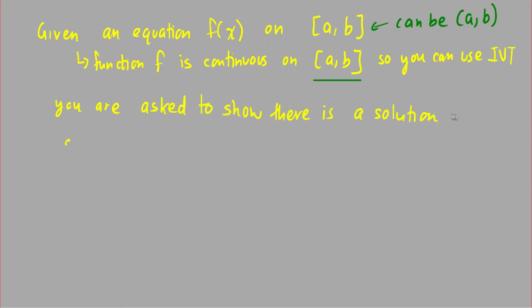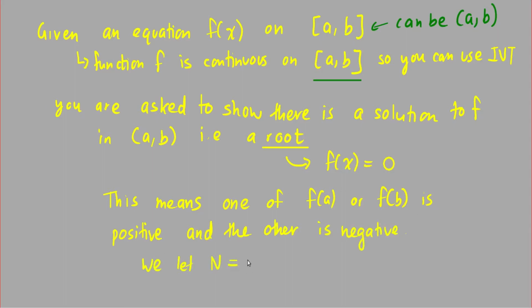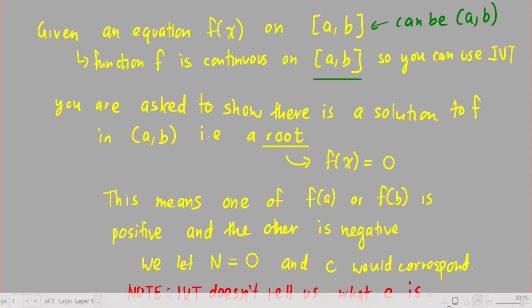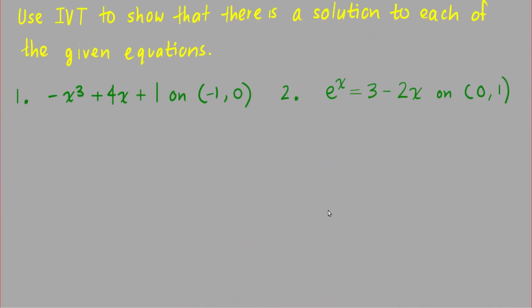You are then asked to show there is a solution to f on the given interval, i.e. there is a root. What that basically means is a point where f of x is equal to 0. This happens when one of f of a or f of b is positive and the other is negative, depending on whether the function is increasing or decreasing. We let n equal 0 since we are investigating whether there is a root, and see if there is a corresponding c, again if we get a positive and negative value for the two evaluated endpoints f of a and f of b. It's important to note that IVT does not tell us what c is, it just tells us whether there's a c where f of c is equal to n, in this case 0.